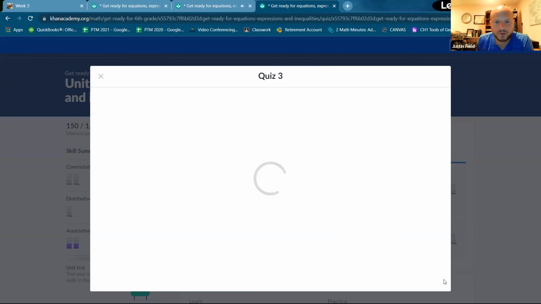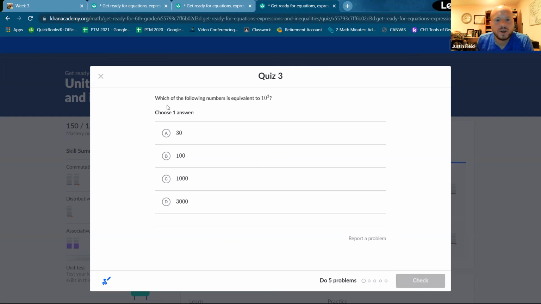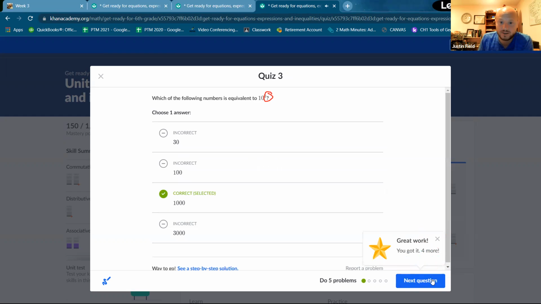Last one, here we go. Quiz 3. Which of the following numbers is equivalent to 10 to the 3rd power? Okay, so know your exponents of 10. Whenever it's 10, that exponent tells you how many zeros. So that would be 1,000. Easy, right? Not 30. It's not 10 times 3. It's 10 times 10 times 10.